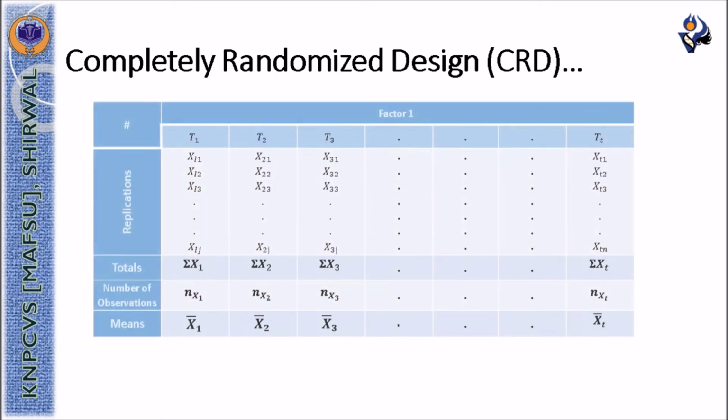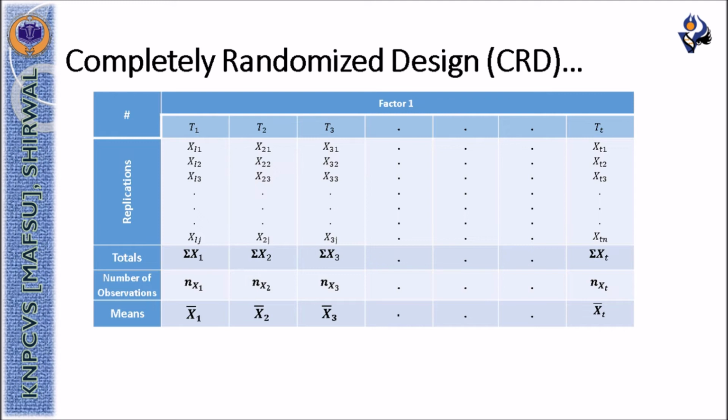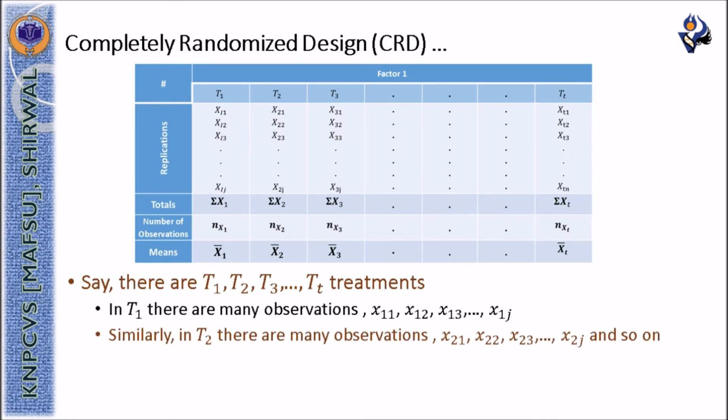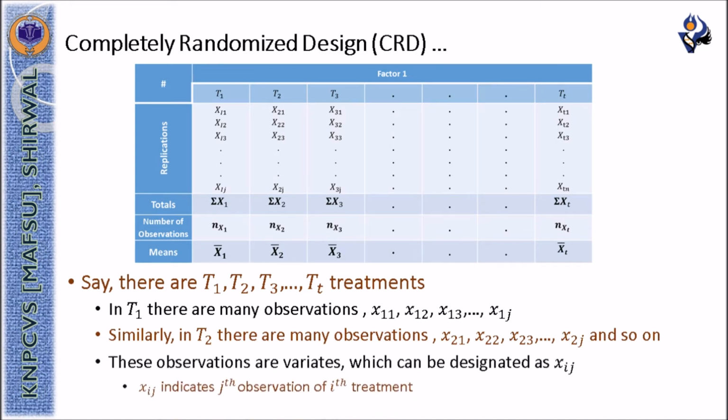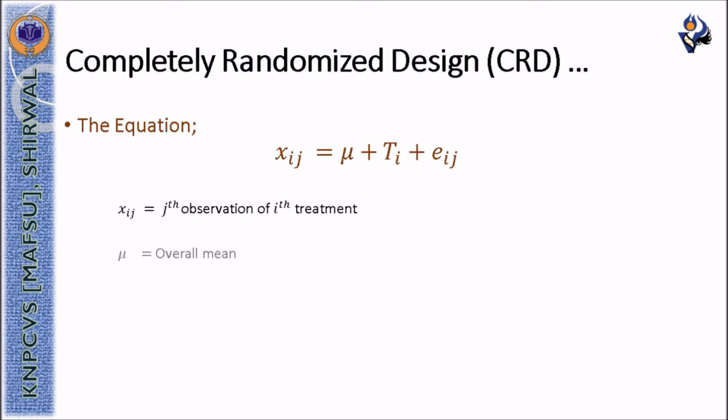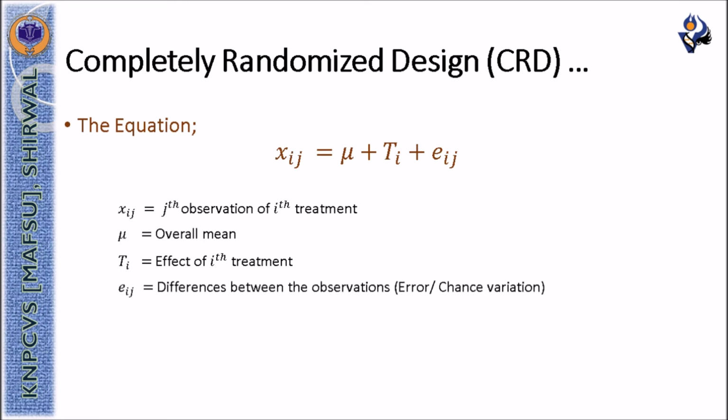This table represents the generalized tabular form of a completely randomized design. Let us say we have n number of treatments and each treatment has many observations. These observations are variates which can be designated as Xij, which indicates the jth observation of the ith treatment, and therefore the equation of CRD will be equal to overall mean plus the effect of the ith treatment plus the differences between the observations.